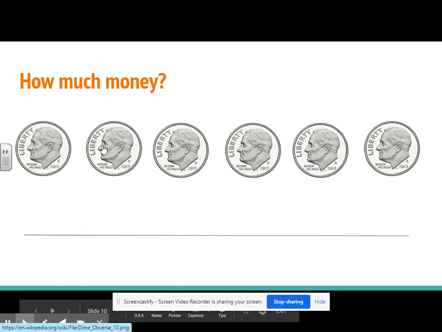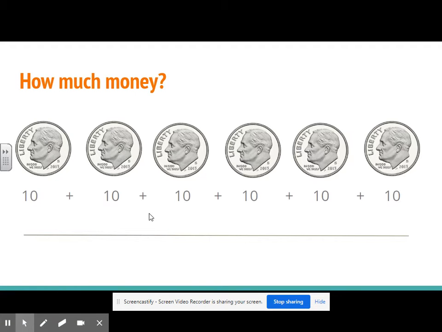So here, this is a dime. We know that a dime is worth 10 cents. So what we're going to need to do is add 10 and 10 and 10 and 10 and so on. So we can do that by simply doing repeated addition or skip counting, which you've been doing for years by counting by tens. Let's try that. 10, 20, 30, 40, 50, 60.